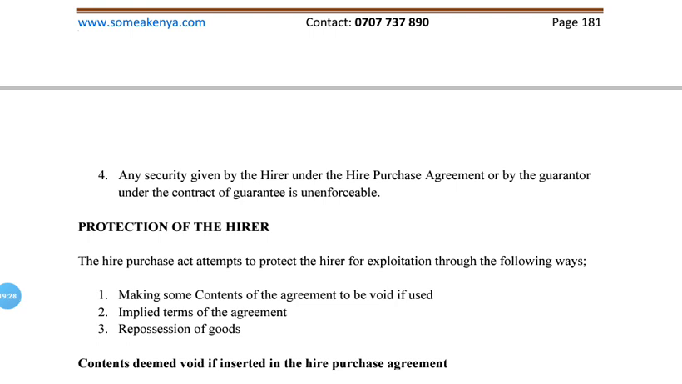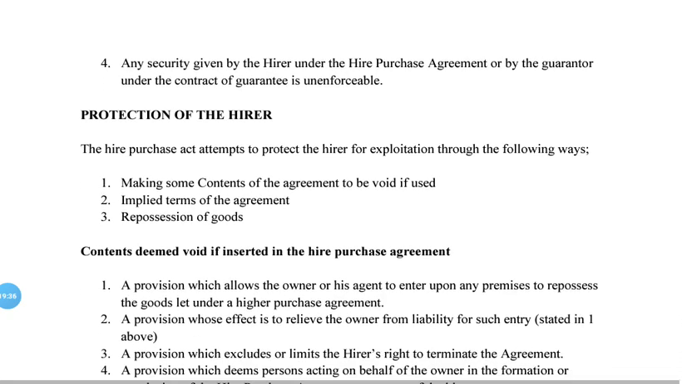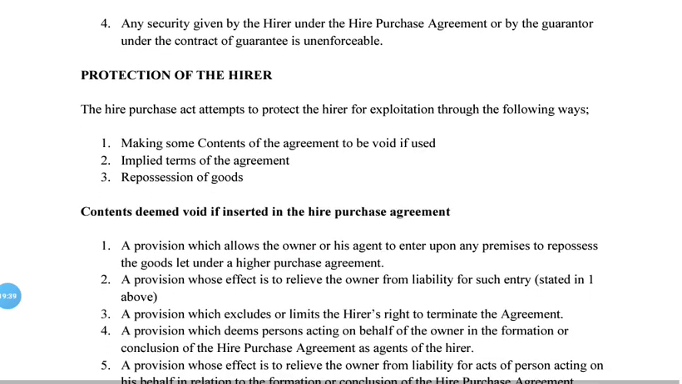So protection of the hirer. How is the hirer protected by the law? The hire purchase law attempts to protect the hirer from exploitation through the following ways. Number 1, making some contents of the agreement void if used. Implied terms of the agreement, repossession of the goods.